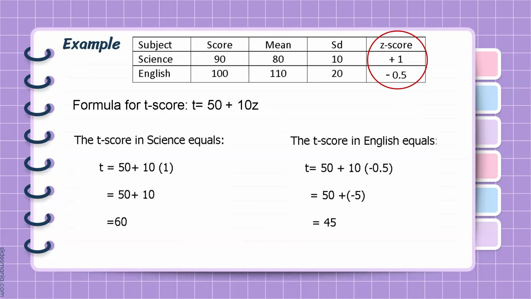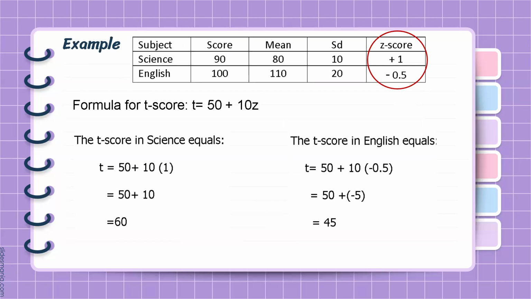For science, we have the following formula. T-score is equal to 10, which is constant, multiplied to 1, which is the z-score of the student in science. That will be equal to 10. Then we add it to 50, that becomes 60. So the t-score in science is 60.